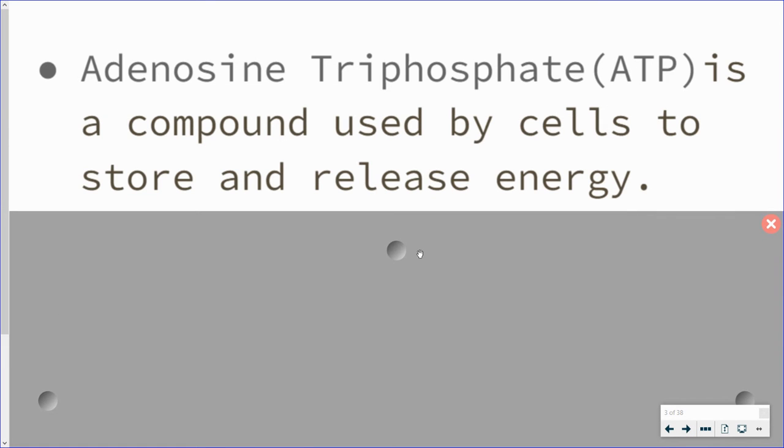Adenosine triphosphate, ATP, is the compound that's used by our cells to store and release energy. So while we eat carbohydrates, lipids, and proteins, our body does not use the energy in those substances directly. Our bodies must convert those three things into glucose. Then our bodies will use that glucose to make ATP. ATP is the only compound that our cells use for energy.